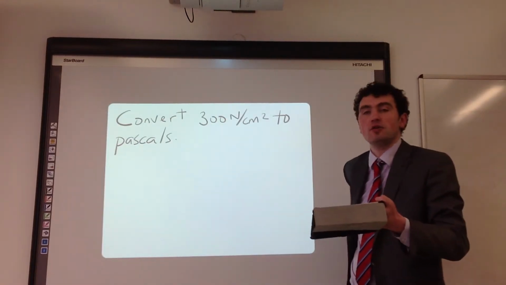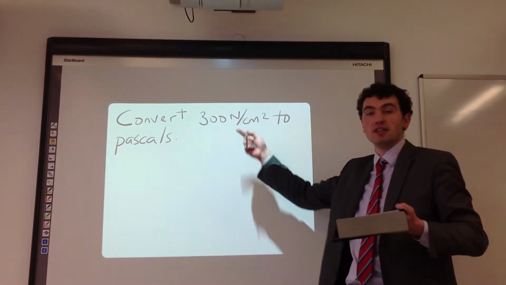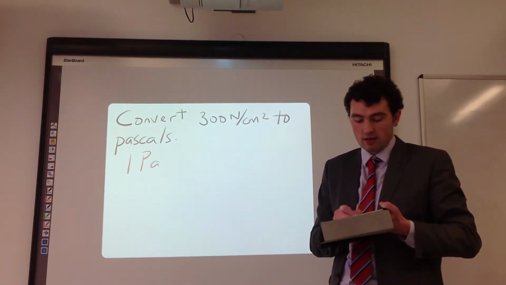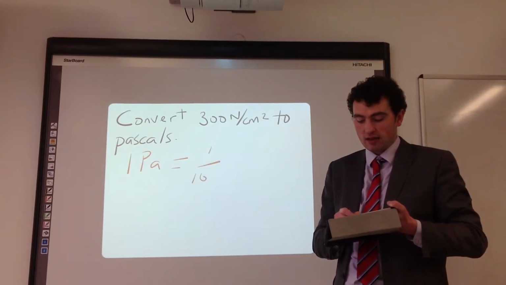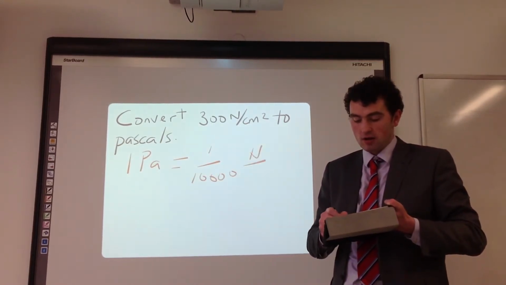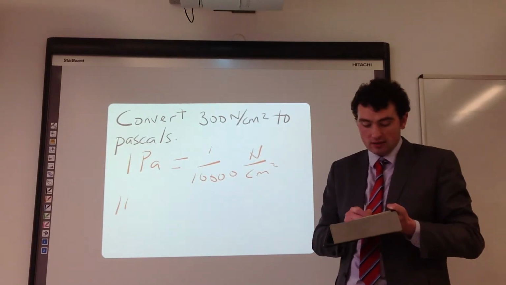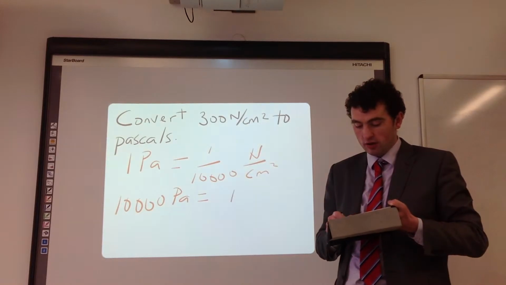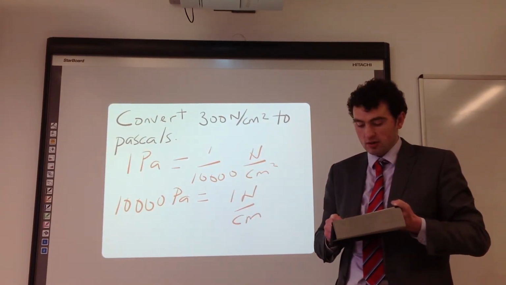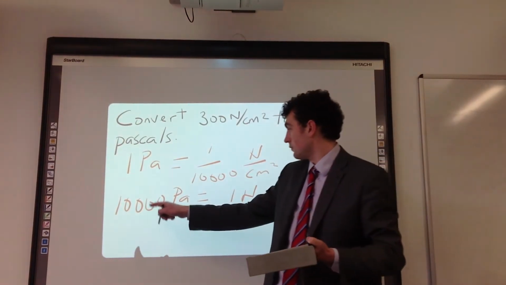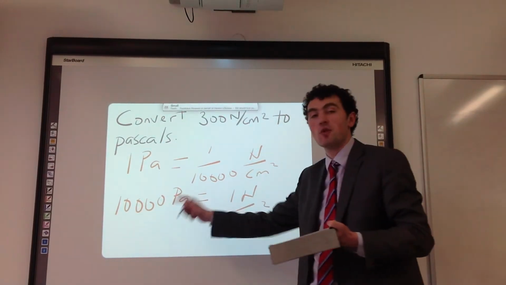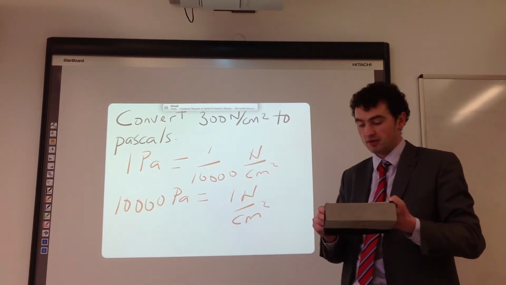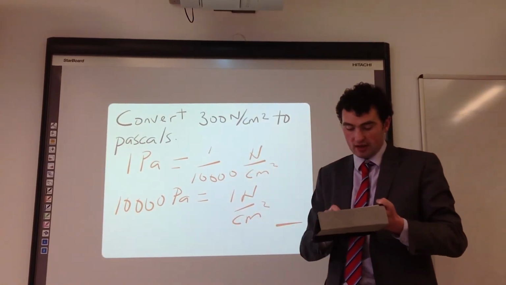Of course, you can get asked to go the other way. You can be given a number in newtons per centimetre squared and asked to convert it back to pascals. Again, if you remember that 1 pascal equals 1 over 10,000 newtons per centimetre squared, then you know that 10,000 pascals is equal to 1 newton per centimetre squared. So if you've got 10,000 newtons acting over a metre squared, that's the exact same pressure as 1 newton acting over a centimetre squared.